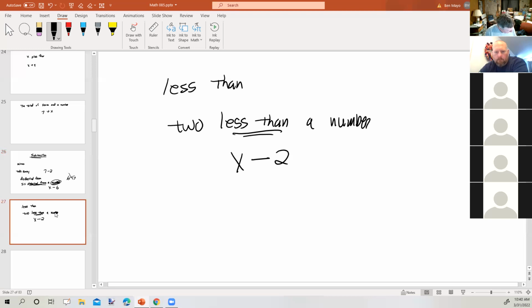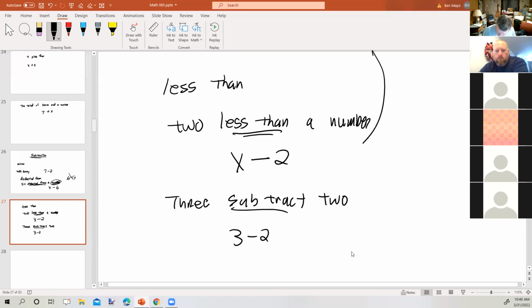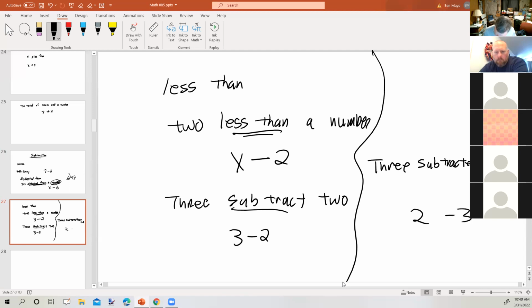Okay. Any others? Subtract. Subtract, okay. So let's see, how about this? 3 subtract 2. So that would be what? 3 minus 2. Now, notice this though. If I wrote 3 subtracted from 2, that would look like this. Notice the order switched. 3 subtracted from something, you're starting with the something and then subtracting.